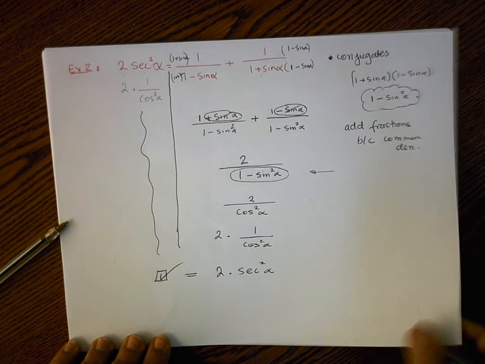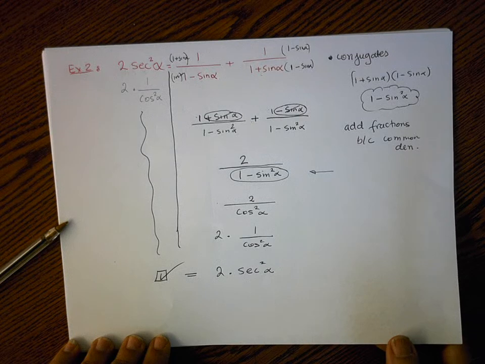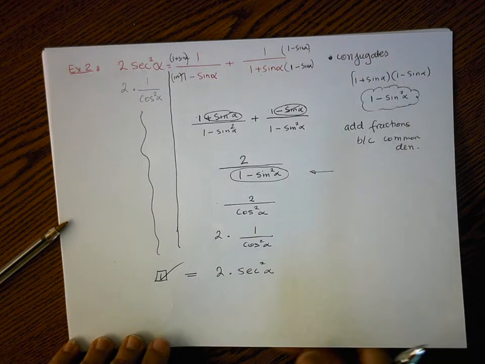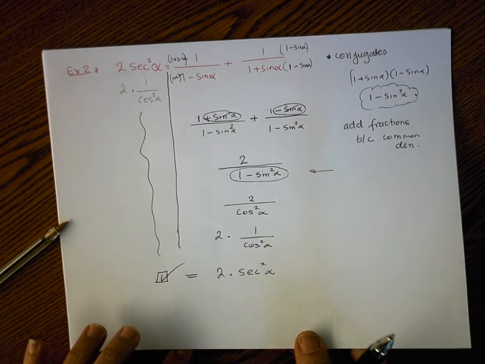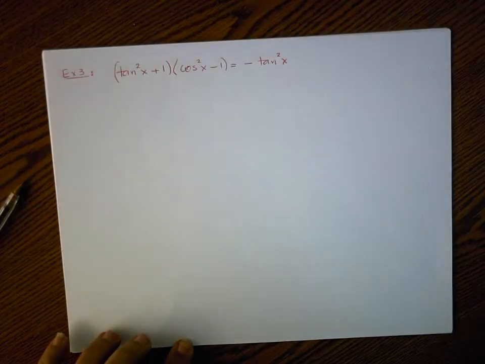All right, so what did we learn from this one? Conjugates help us make common denominators. Okay, let's take a look at another one. Slowly, one at a time.